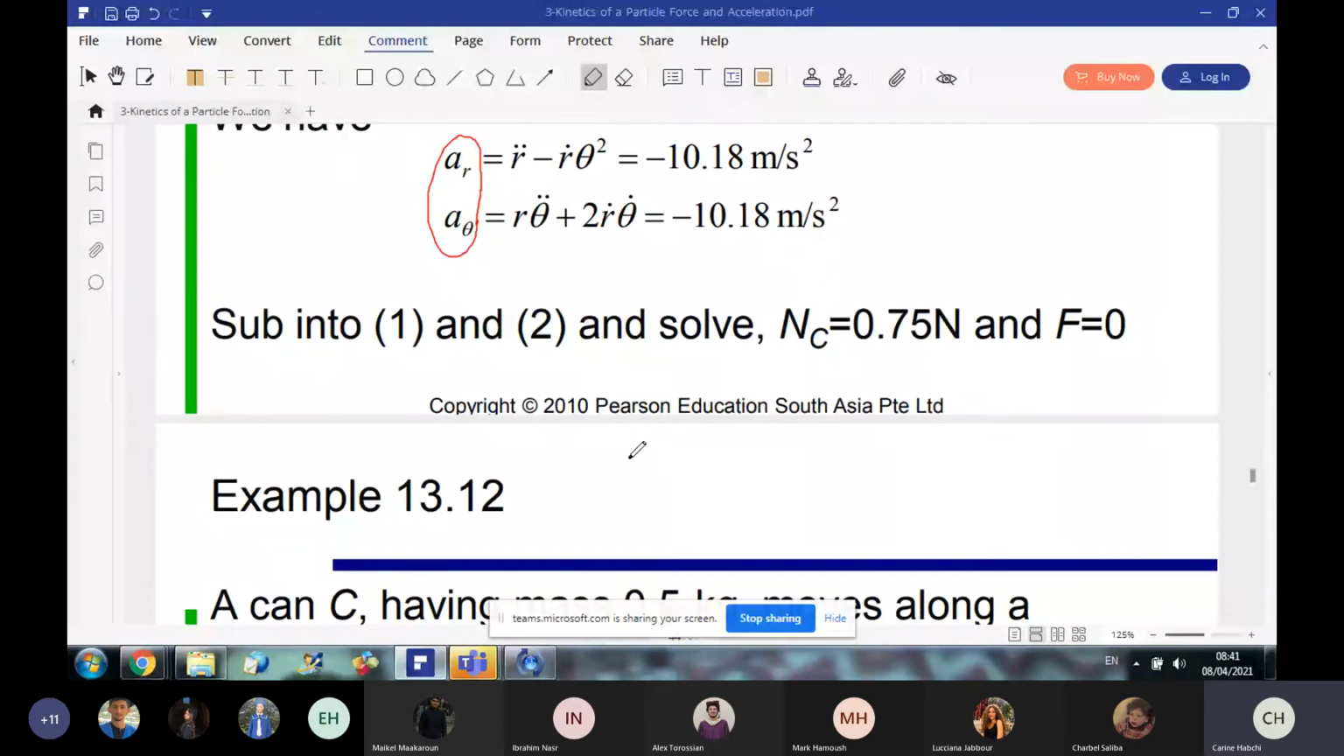So they asked us to calculate the force of the arm on the collar. The force here is 0. So at this particular position, F is 0 and N_C is 0.75 Newton. And you know that these forces will vary with theta. So for each angle, you will have a new value for these forces. Okay? Any question on this problem?